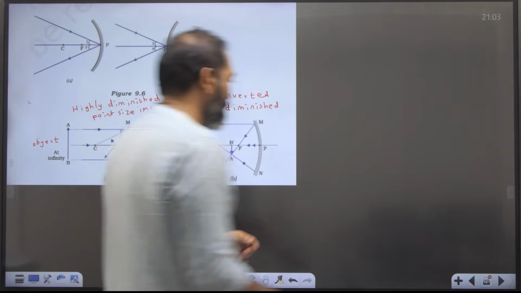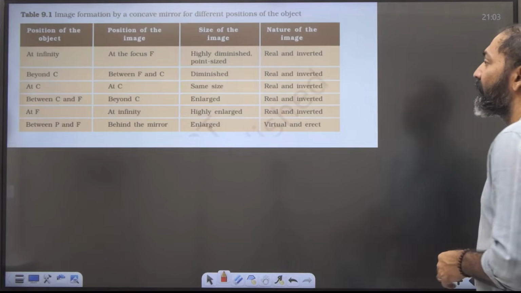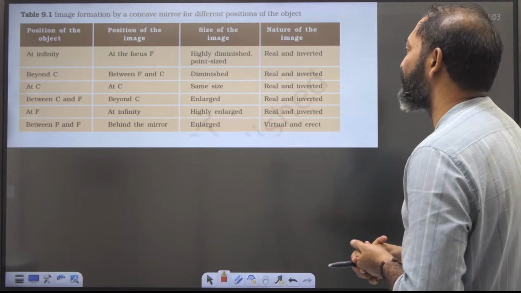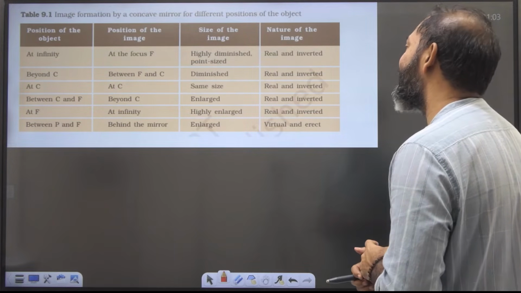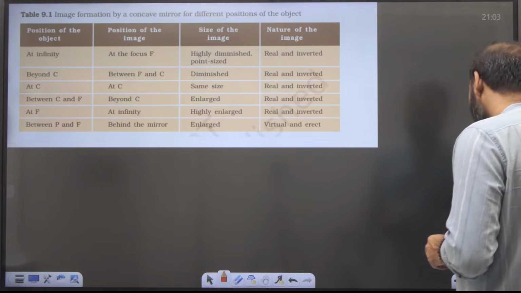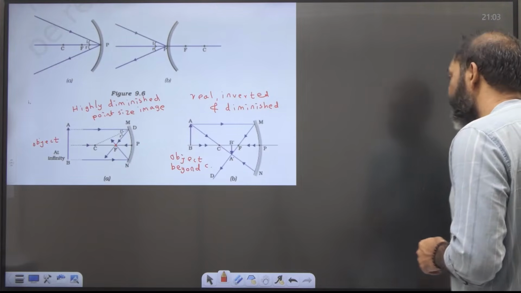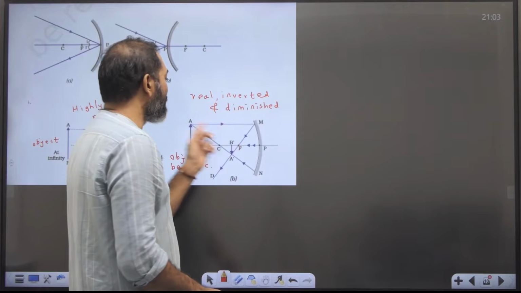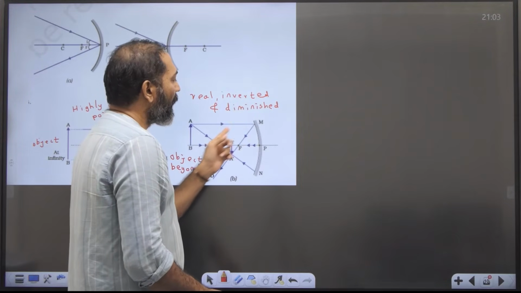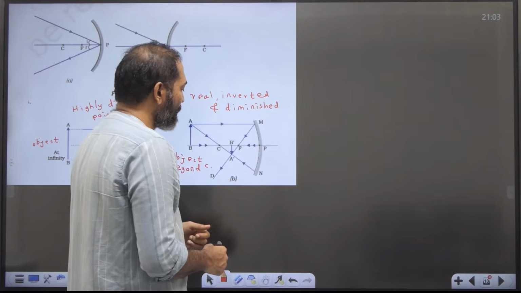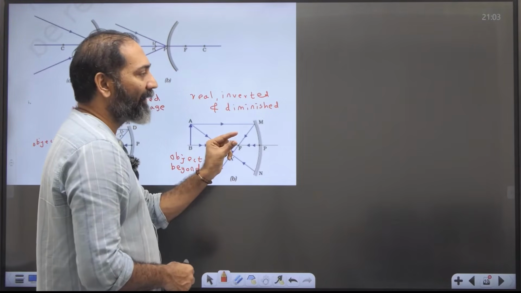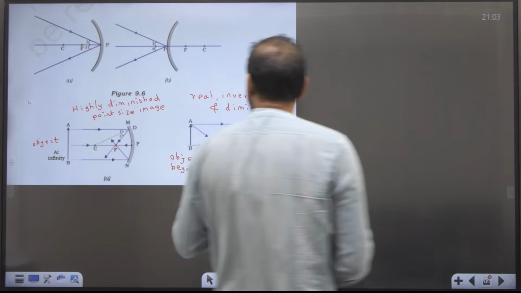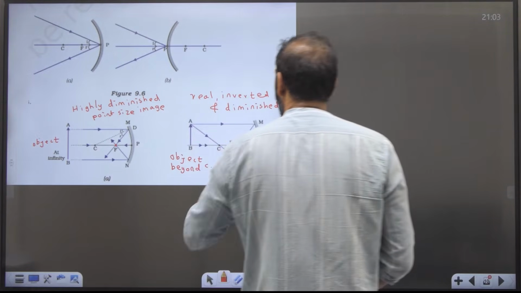Now what is the second case? Beyond C, the image is formed between the principal focus and the center of curvature. What is the size of the image? Diminished. What is the nature of the image? Real and inverted. The object is beyond C. We consider two rays, one parallel to the principal axis and the other through the center of curvature. After reflection they meet at a point, and there we get a diminished, inverted, real image, formed between the principal focus and the center of curvature.